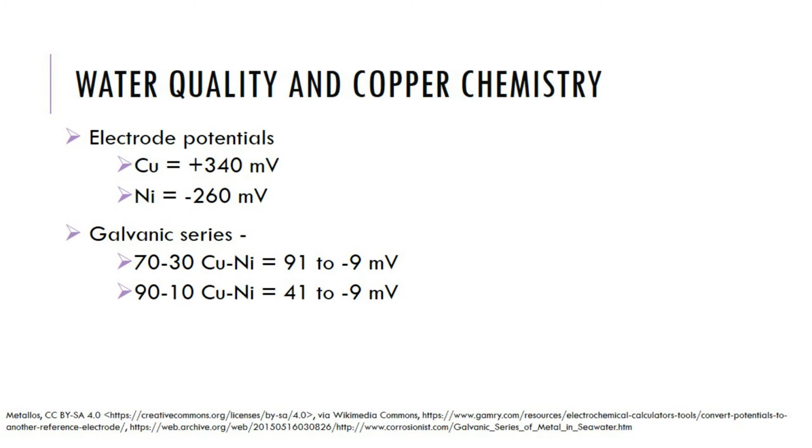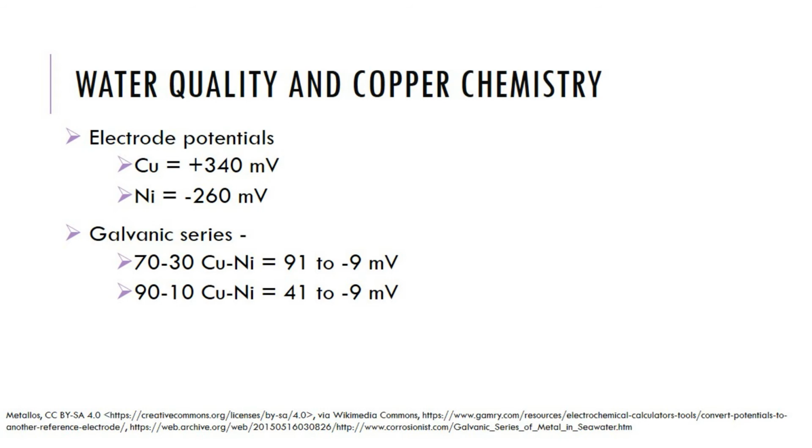Even a look at these two potentials shows us that there is a potential difference between copper and nickel, and hence there may be a galvanic coupling if they are present next to each other in the lamellar structure in the form of different phases. Now when we look at the alloys, we see that in a galvanic series, the 70-30 alloy has 91 to minus 1 millivolts, and 90-10 has 41 to minus 9 millivolts, which are hugely different from those seen for the electrode potentials.